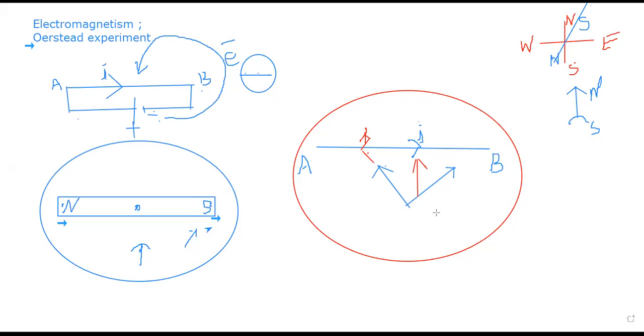So we can conclude that the current passing through a conductor produces a magnetic field. So current and magnetic field, electric and magnetic effects, are connected to each other. So this is about the Oersted experiment. Oersted proved that current flowing through a conductor produces a magnetic field.